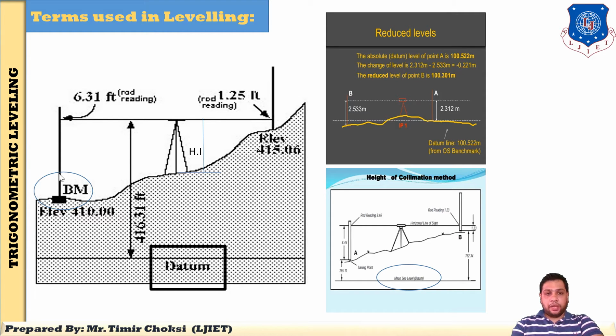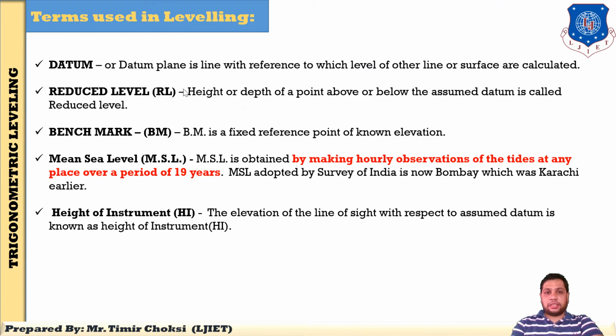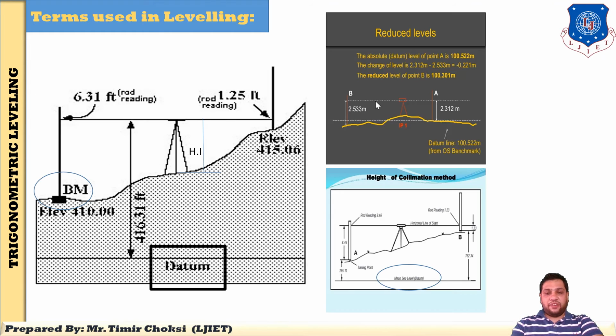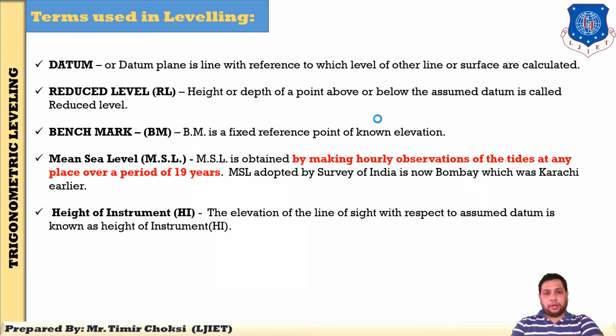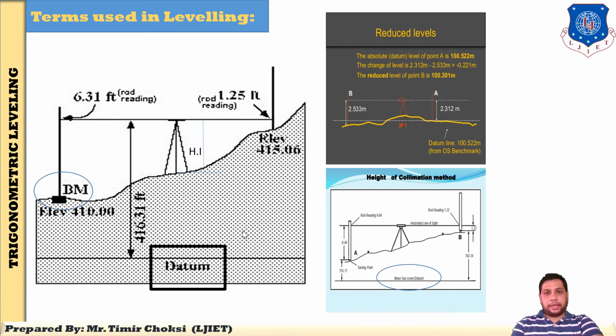Like in this example, here you find the height of instrument. So this is a datum point. You consider that the benchmark is 410 meters and this height is 6.31, so you have an elevation of 416.3 from the datum point. So datum plane is a line with reference to which the levels of other lines or surfaces are calculated. So datum is one type of reference line.